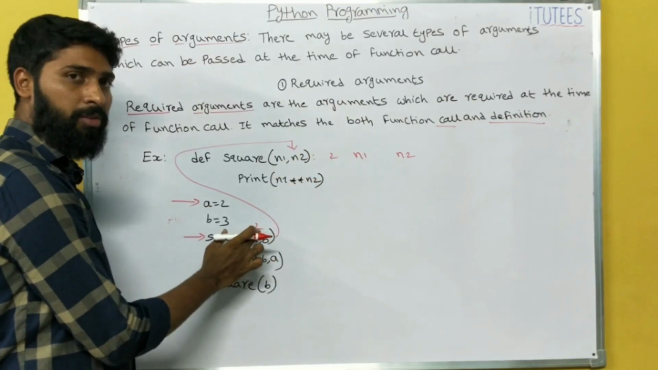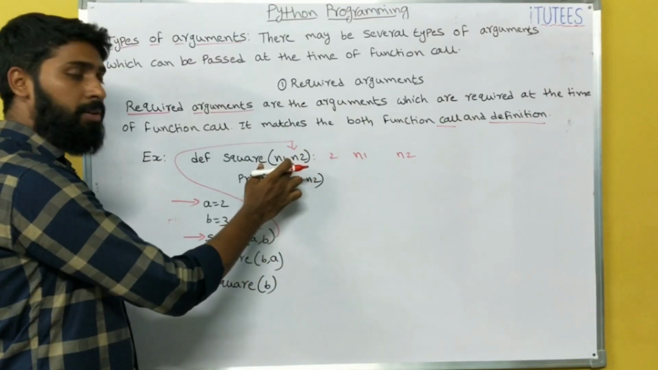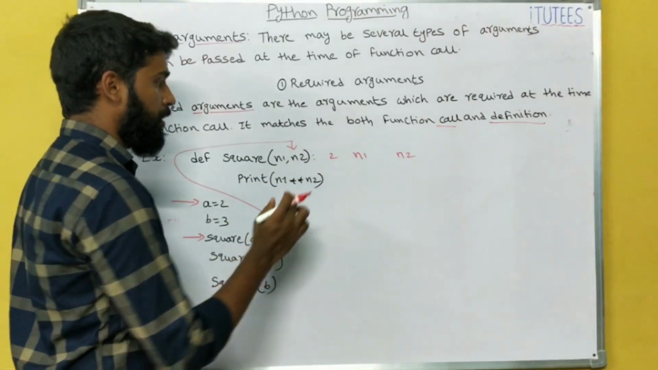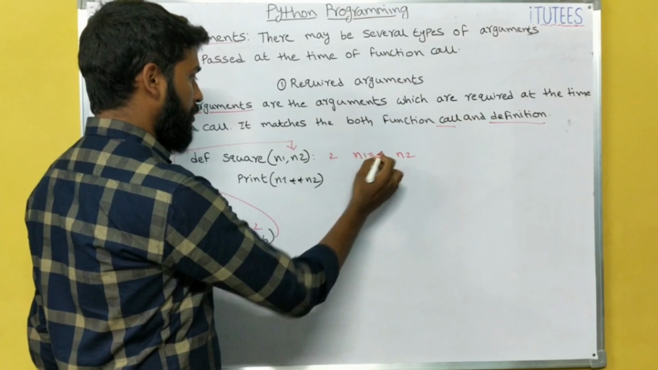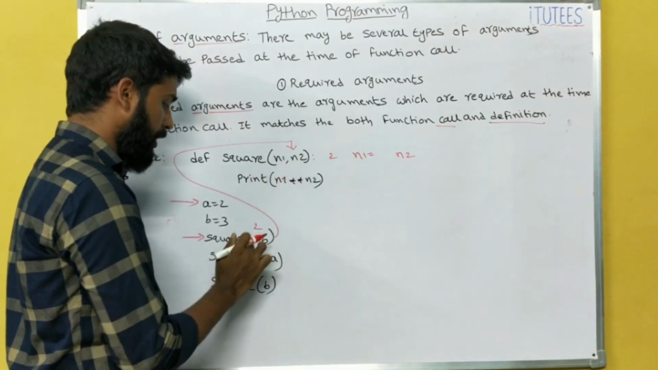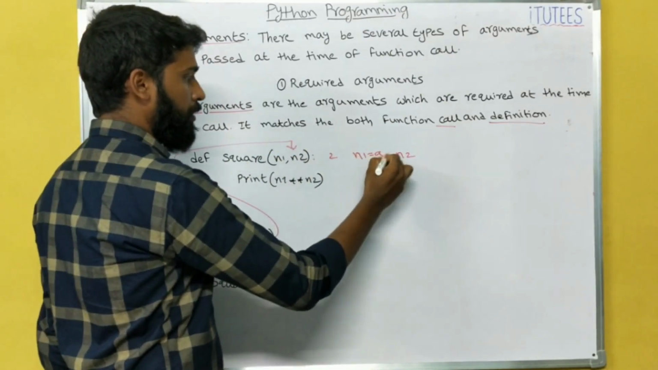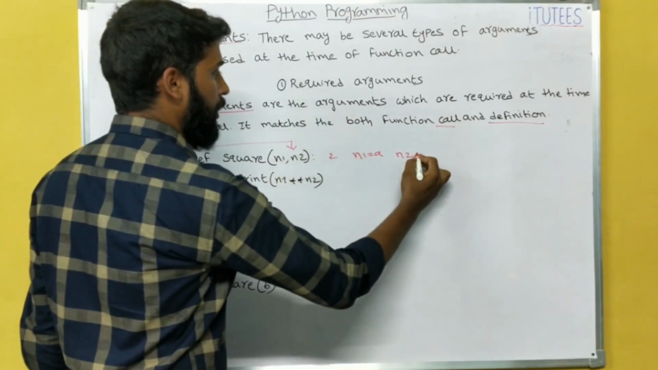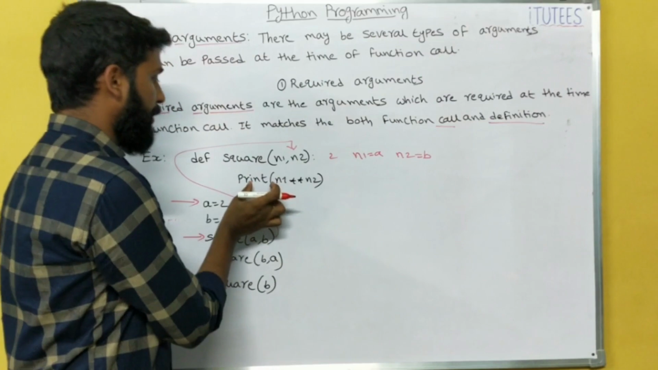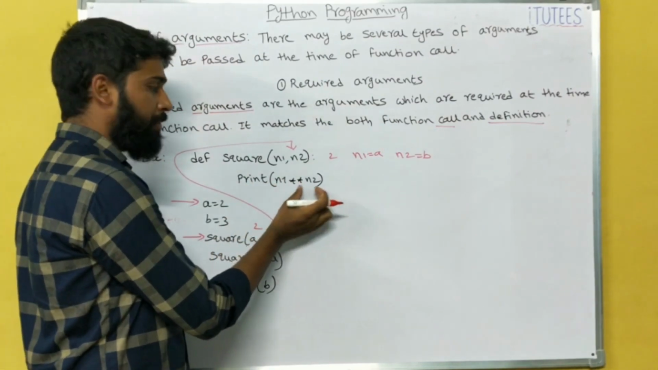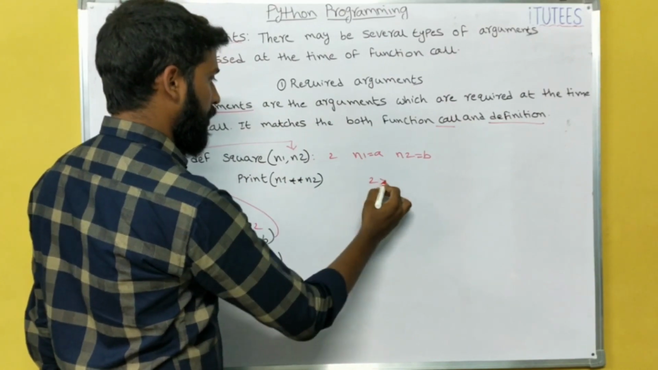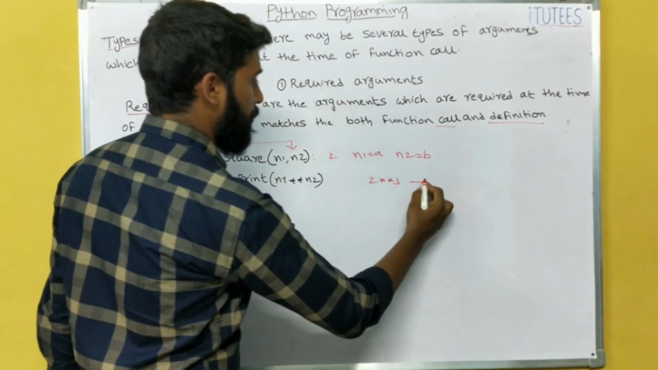At the time of function call we give 2 arguments, and at the time of function definition we also have 2 arguments. Now n1 is the first argument, so a is assigned to n1. b is the second argument, so b is assigned to n2. Now it prints n1 power n2. What is n1? n1 is 2, so 2 power 3. It prints 8.